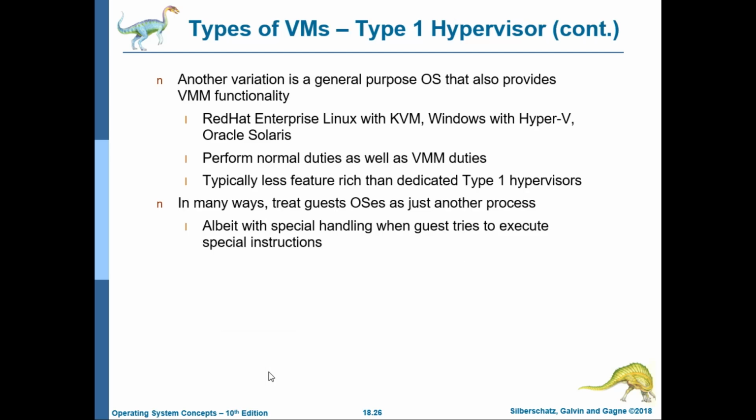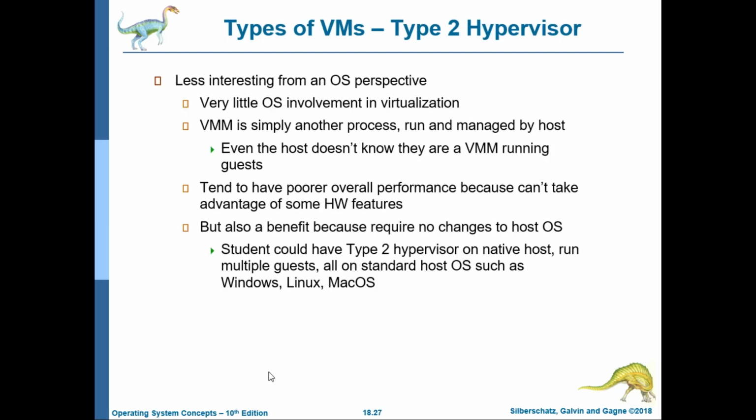Another variation is a general purpose OS that also provides the VMM functionality. Examples of this are Red Hat Enterprise Linux with KVM, Windows with Hyper-V, and Oracle Solaris. They perform normal duties as well as VMM duties, and are typically less feature-rich than dedicated type 1 hypervisors. In many ways they treat guest OSs as just another process, albeit with special handling when a guest tries to execute special instructions. So that is the type 1 hypervisor.